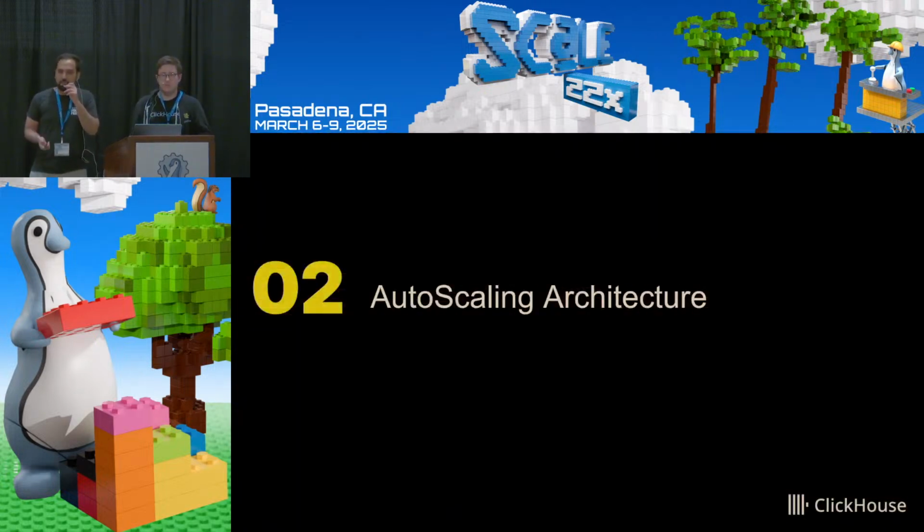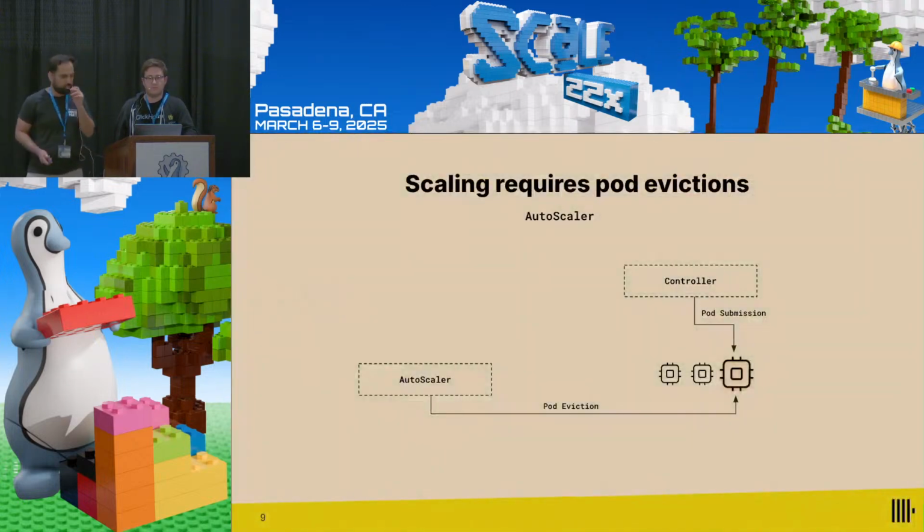So why am I talking about auto-scaling? That's going to become relevant, but this whole problem started when we started to do vertical scaling. And just to set up the problem here, I'm going to give a high-level overview of what auto-scaling looks like inside ClickHouse Cloud and in Kubernetes autoscalers in general.